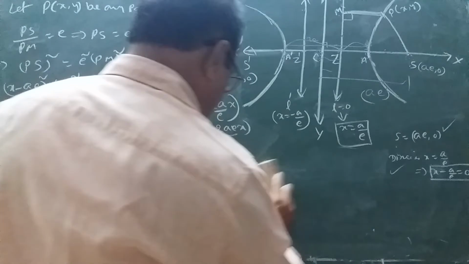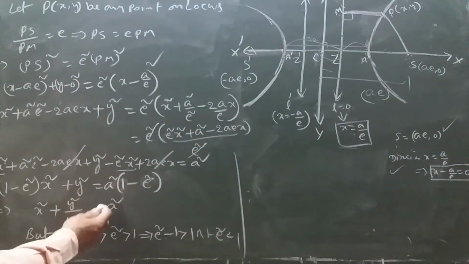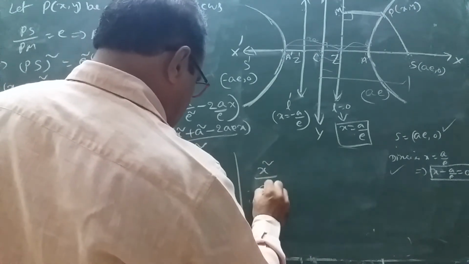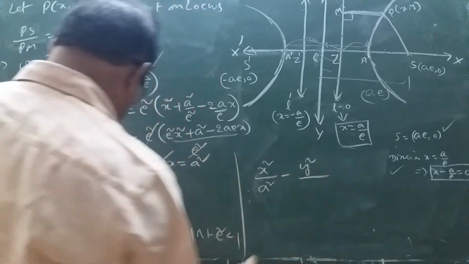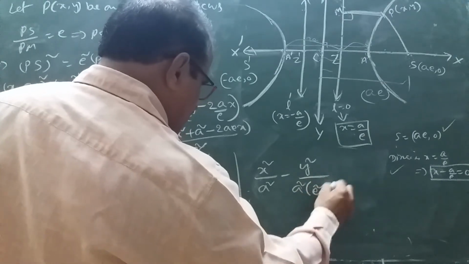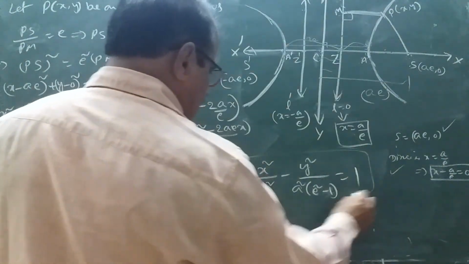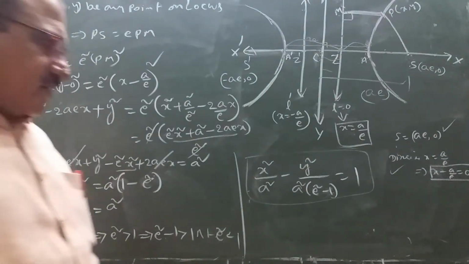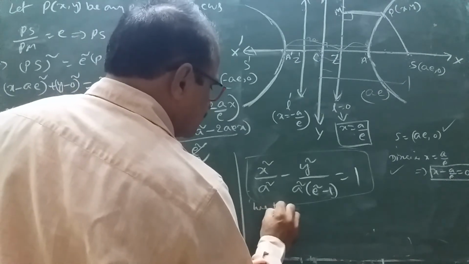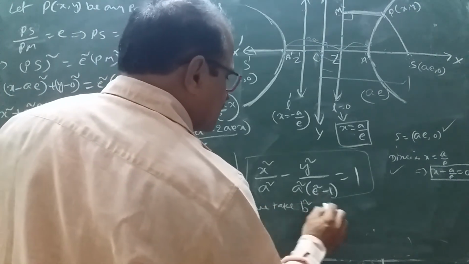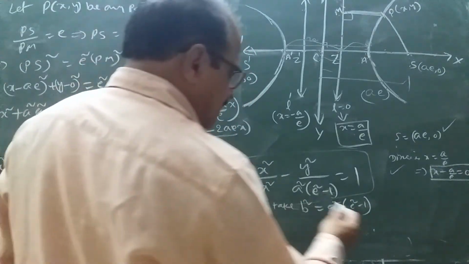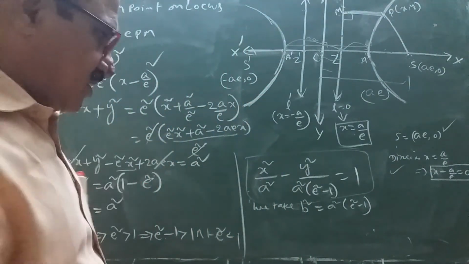Write once again. If we divide the equation with a square on both sides, x square by a square minus y square by a square into e square minus 1 is equal to 1. This is the standard form of hyperbola. Now, for our convenience, we take b square is equal to a square into e square minus 1. It is easy to write and solve also.